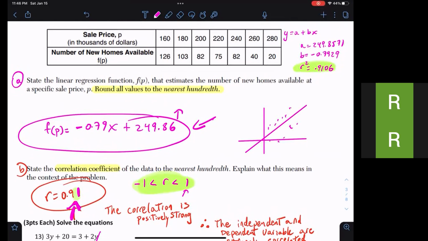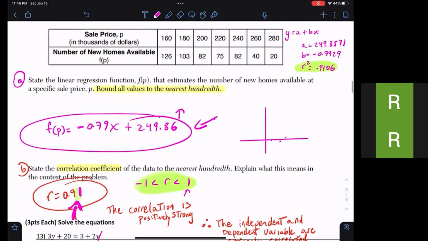If there's a negative correlation, that means the slope will go this way. Well, in the context of this problem, this data is negatively correlated, so the slope is negative. When the slope is negative, the points should be like this. So this is kind of an inverse relationship. As the sale prices increase, the new homes available decrease, because remember, this is the Y values and this is the X values. So as the X values increase, the Y values decrease. That's basically what this is telling you.